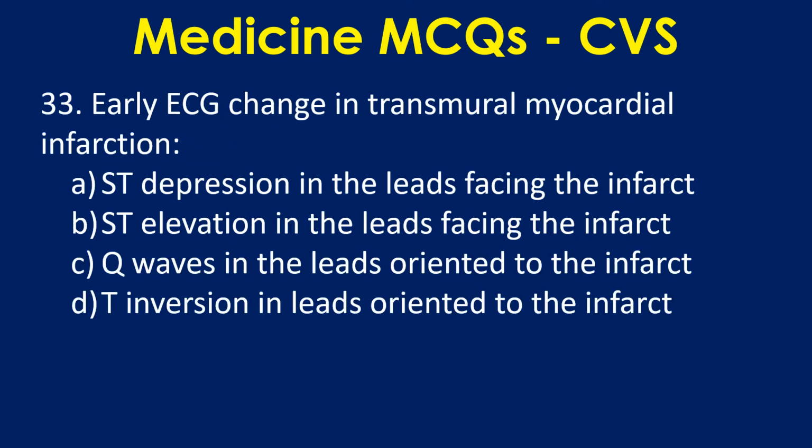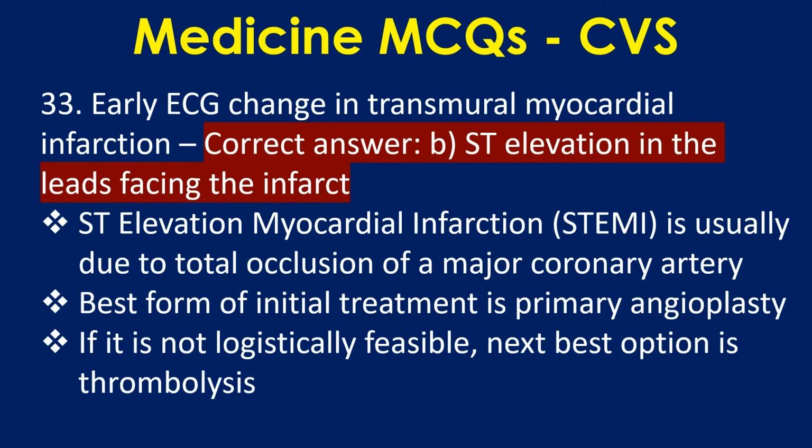Early ECG change in transmural myocardial infarction: A. ST depression in the leads facing the infarct. B. ST elevation in the leads facing the infarct. C. Q waves in the leads oriented to the infarct. D. T inversion in leads oriented to the infarct. Correct answer B. ST elevation in the leads facing the infarct.